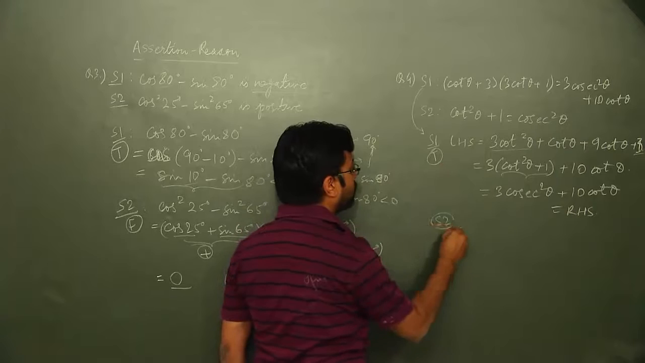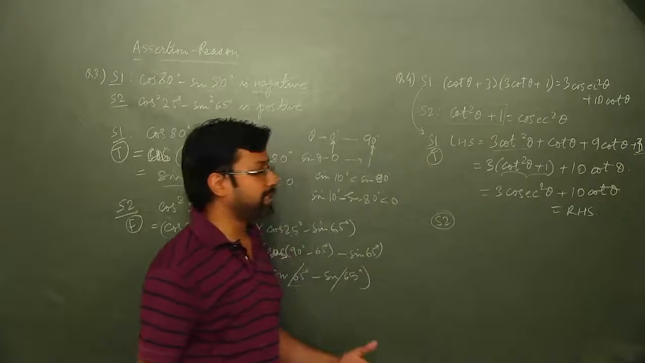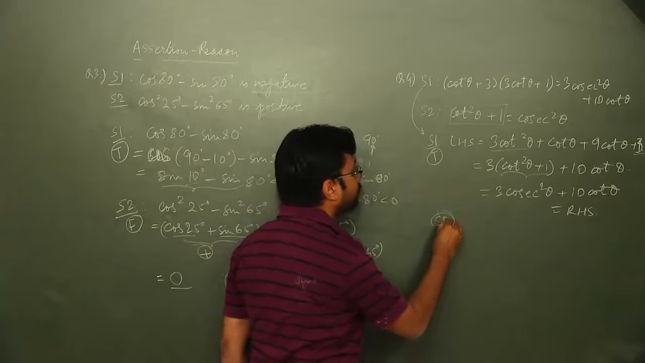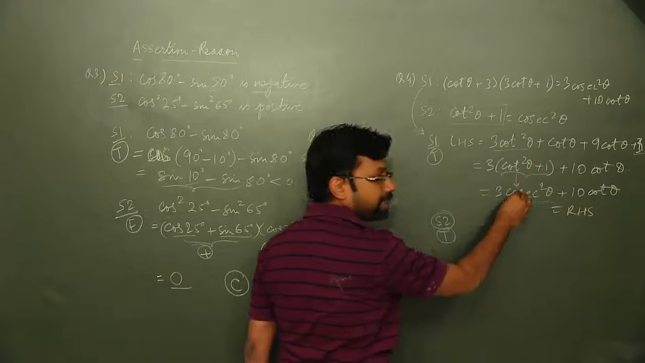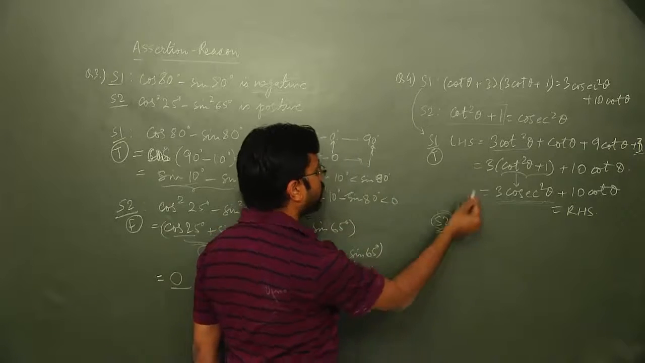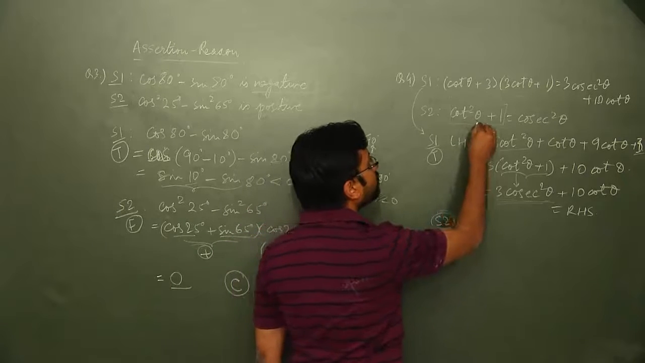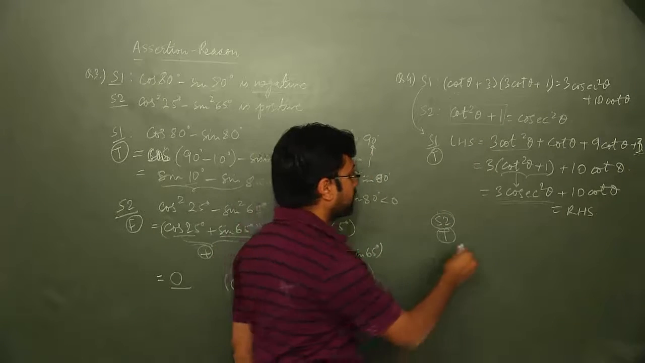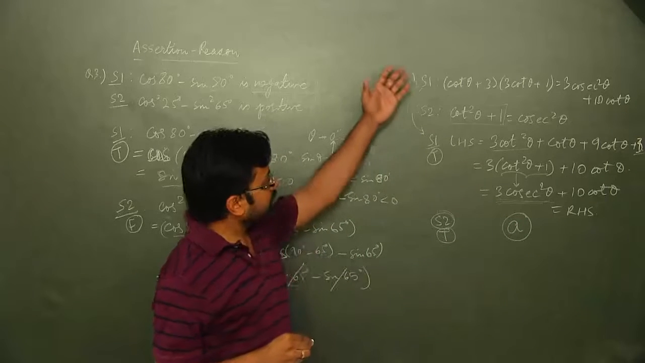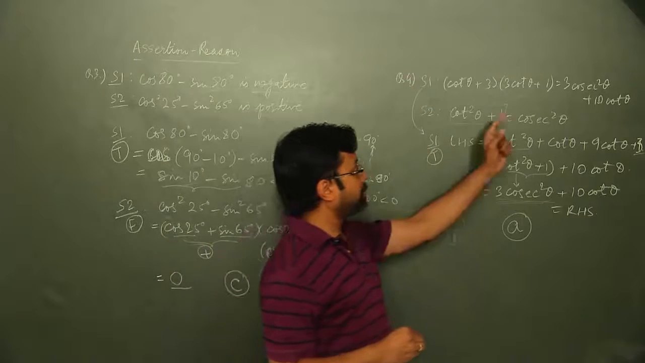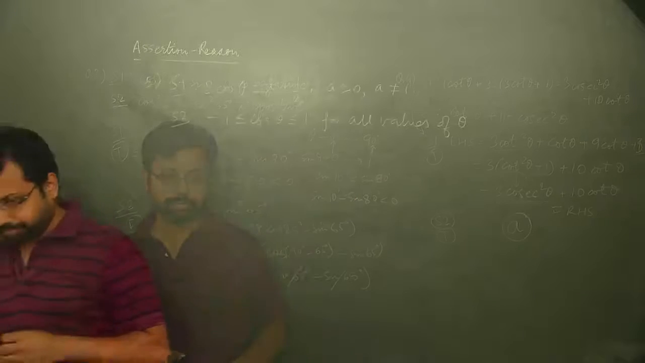And what does statement 2 say? Statement 2 says cot square theta plus 1 is equal to cosec square theta, which is an identity. Hence it is true. Since we are using this identity in arriving at statement 1, statement 2 is the explanation of statement 1. Hence the option you will mark here is option A, which says both statement 1 and 2 are true, and statement 2 is the correct explanation of statement 1.